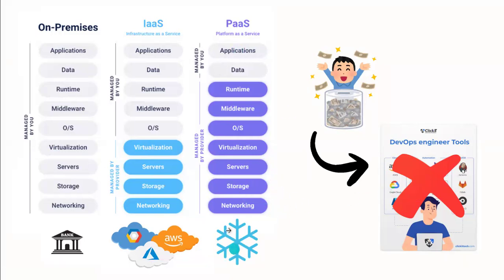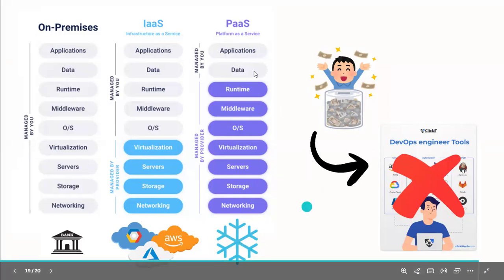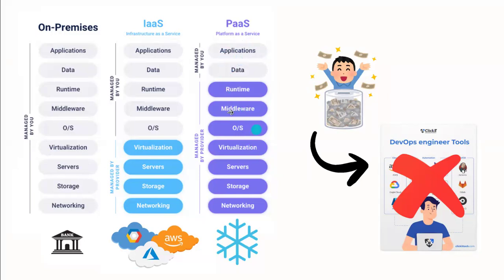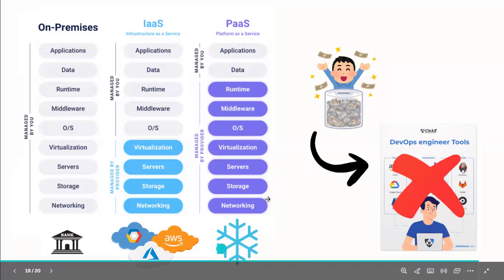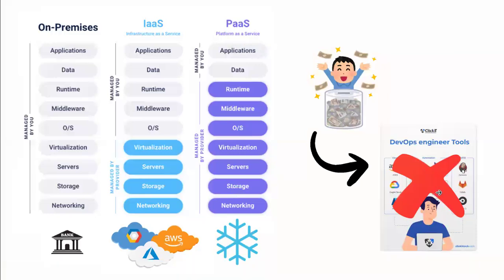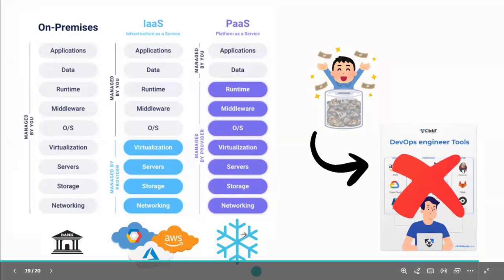Here, everything will be taken care of by a third party. You just go and build your applications. That's it. Runtime, middleware, all these things will be taken care of by the third party. The third party is nothing but Snowflake. Snowflake will come under PaaS. Here, you don't require a DevOps engineer or a DB engineer. You don't require many roles. You will have one or two roles, and those two roles can easily handle the Snowflake applications.